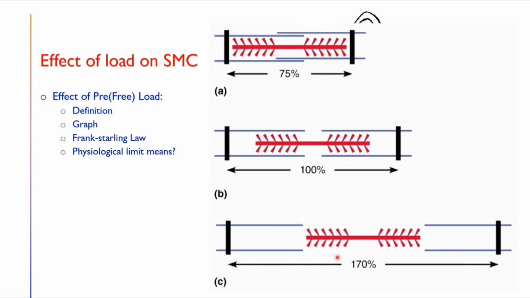If we stretch the muscle too much, what will happen? The myosin and actin will stretch apart too much and there will be no actomyosin interaction and there will be zero cross bridge formation. So the muscle will not be able to contract. So here 100% is the physiological limit. Okay, in this example 100% is the physiological limit.